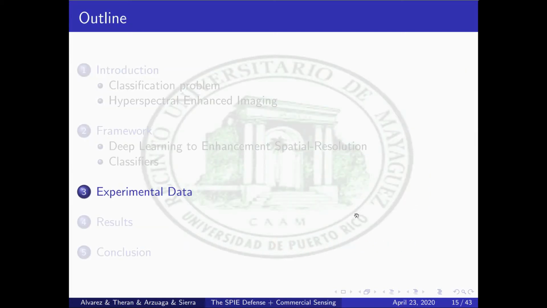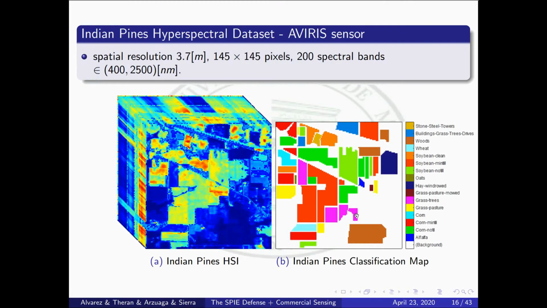Experimental data. The Indian Pines hyperspectral dataset is a well-known dataset. This scene was gathered by a sensor over the Indian Pines in northwestern Indiana. It has a spatial resolution of 3.7 meters per pixel and consists of 145 times 145 pixels and 200 spectral bands. The reference classification map has 16 classes and is not all mutually exclusive.